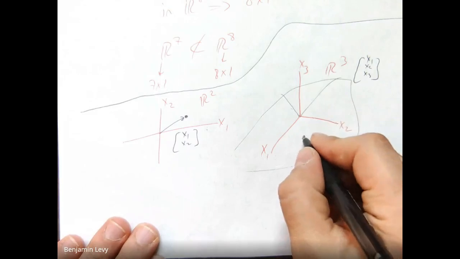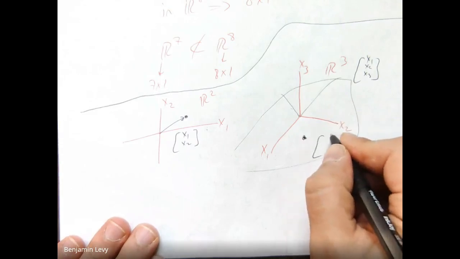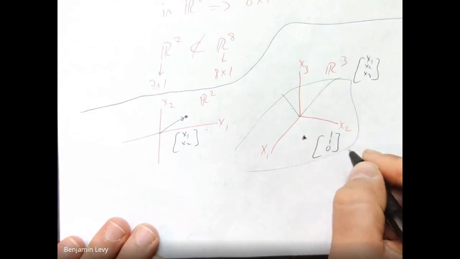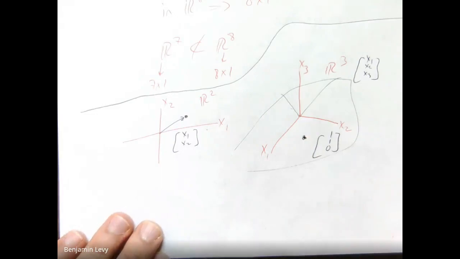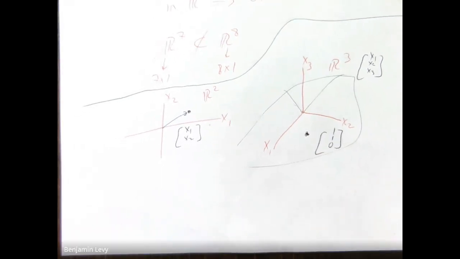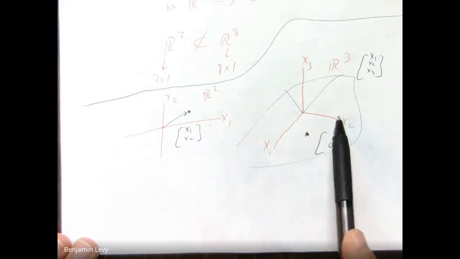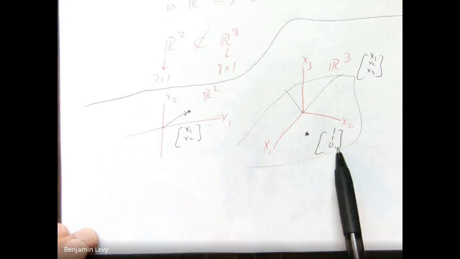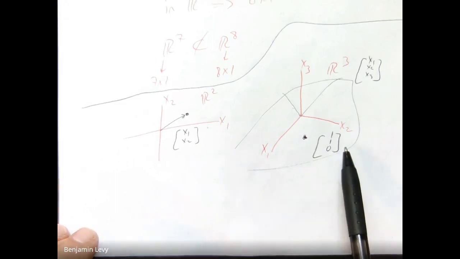Like this point right here might be the point (1, 1, 0). And so it has 3 entries. It's just that one of them is 0. So you can't really say that R2 is a subset or subspace of R3 because these things have 2 entries and these things have 3. Do you see what I'm saying? Okay.